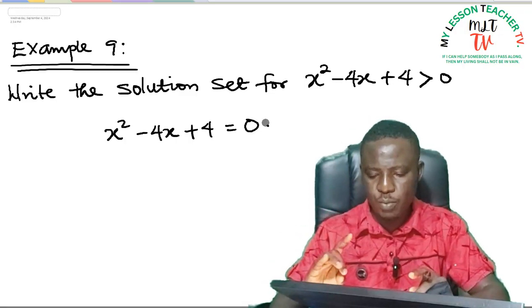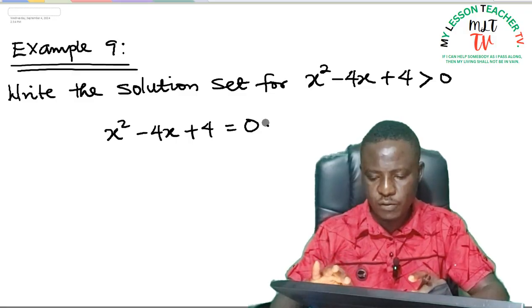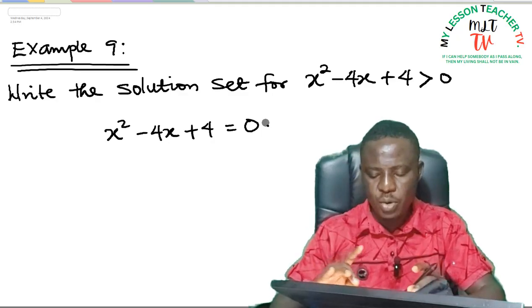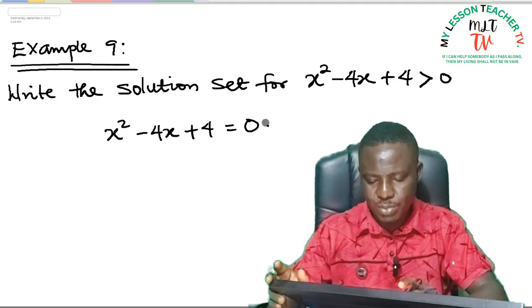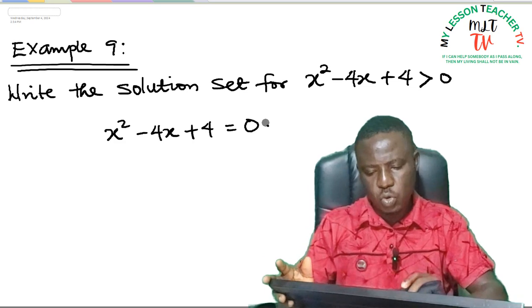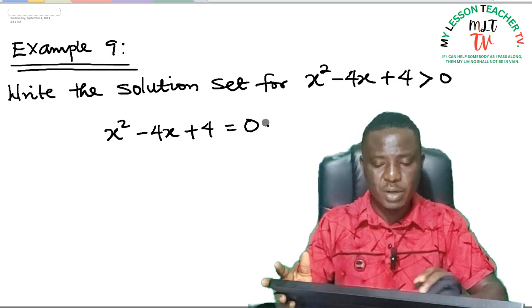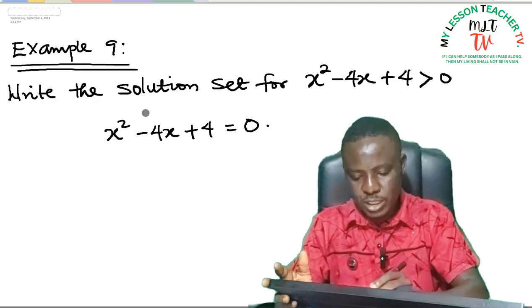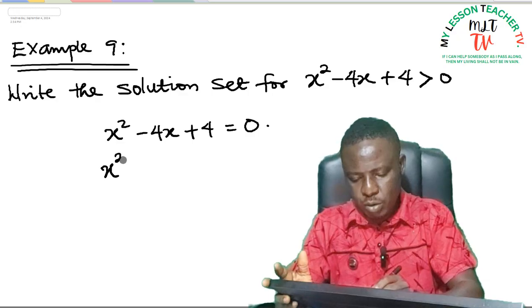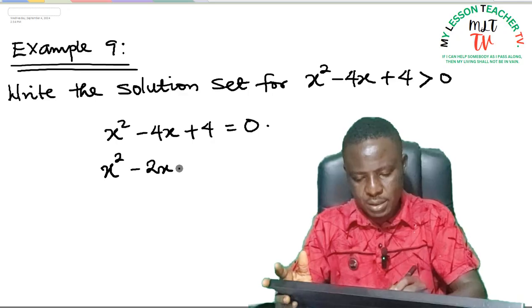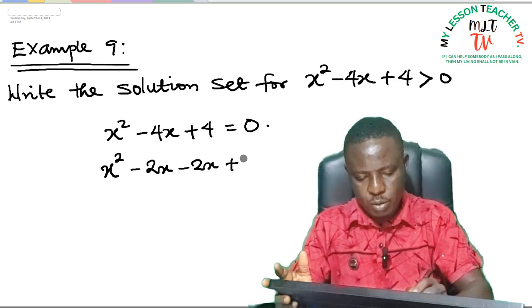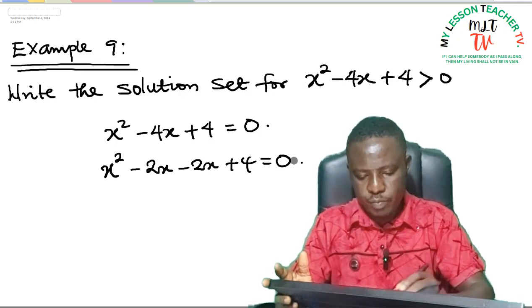Look for two terms that when you multiply them together, it gives you the product of the first term and the last term. And when you add them together, it gives you the middle term. So that gives us minus 2x minus 2x. So we replace it with the middle term. This becomes x squared minus 2x minus 2x plus 4 is equal to 0.